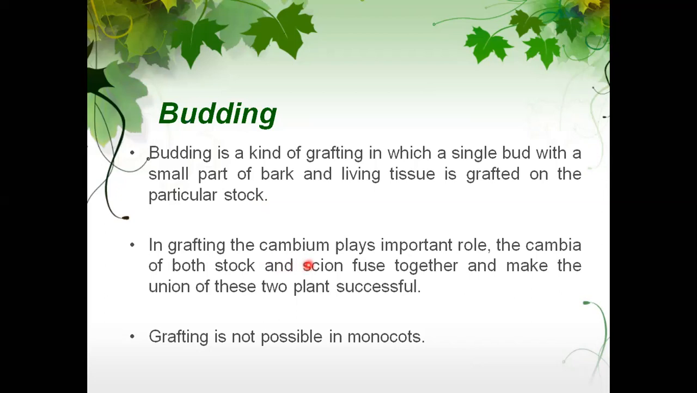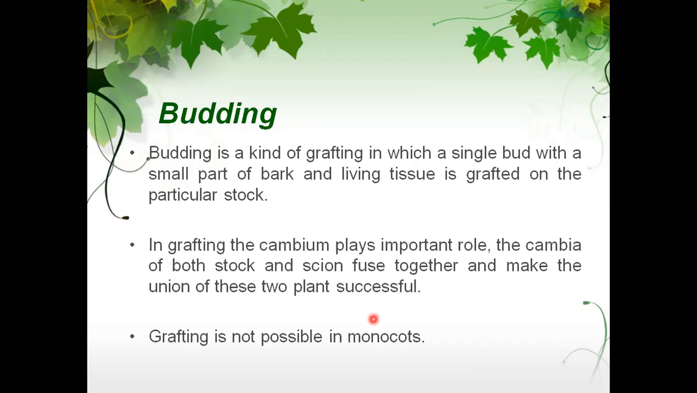In grafting, the cambium plays an important role. The cambia of both stalk and scion fuse together and make the union of these two plants successful. Now, what is this cambium? Cambium is a cellular tissue from which phloem and xylem or cork grows, and its division results in secondary thickening. It means the cambium of the stalk and the cambium of the scion fuse together and form a new, successful plant.